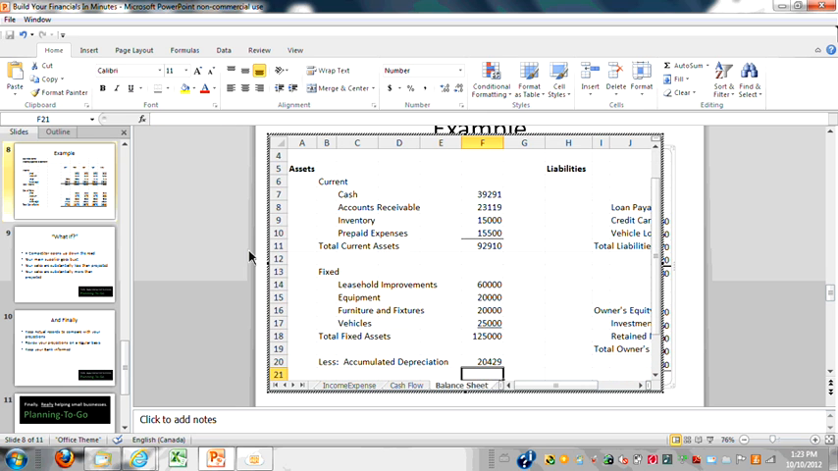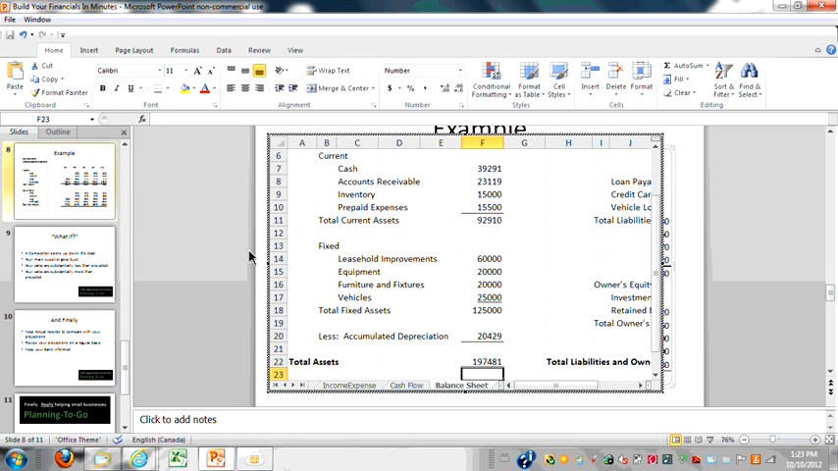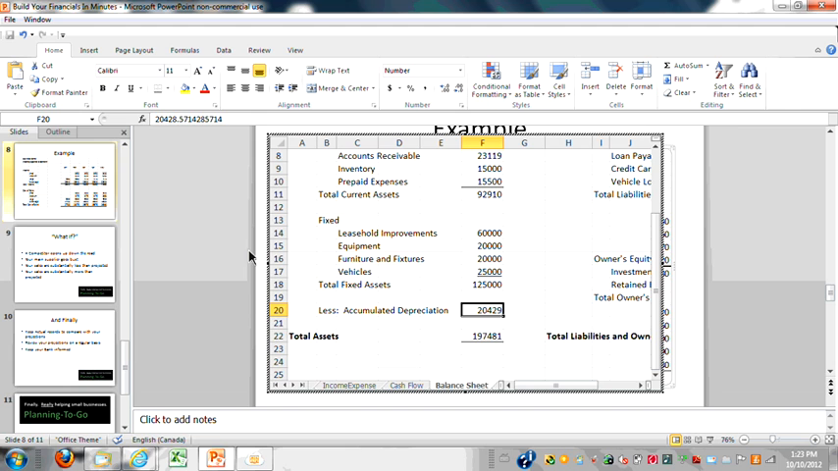The fixed assets underneath, again, these come directly from the startup funds, the requirement that you've got. So this is what you paid for everything. And then there's the calculation of depreciation, which is different rates on each of the different ones. So we've got a total there, and you come up with a total assets for the company, the 197.